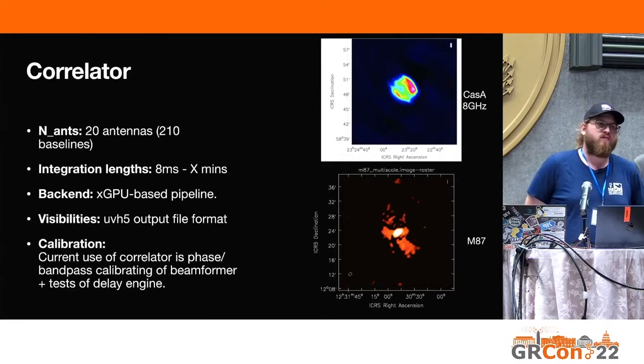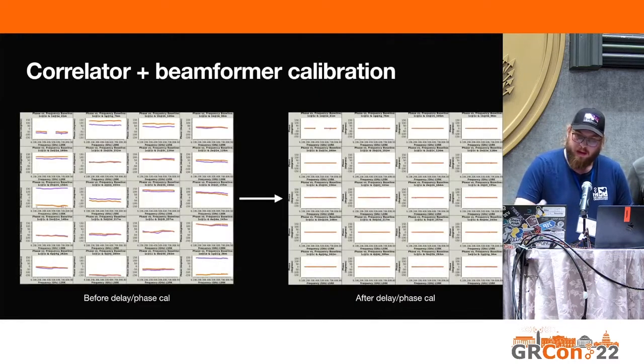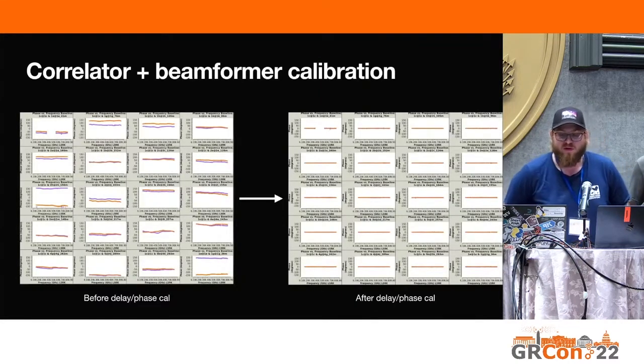Another very useful use case for the correlator mode is the calibration of the antennas, which is required for beamforming. Yeah, and that's basically how the calibration looks like.